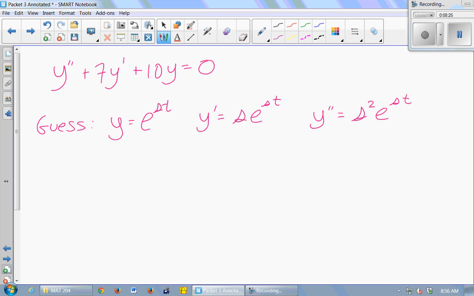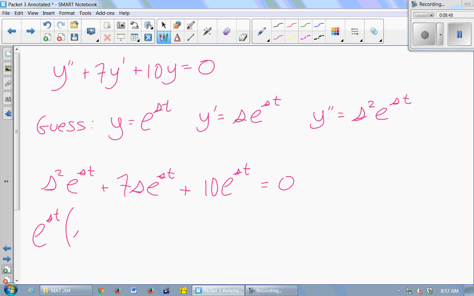So y double prime is s squared e to the st plus 7y prime. So I put my 7, my y prime is s e to the st plus 10y, which is just e to the st, has to equal 0. I can factor out an e to the st, and I'm left with s squared plus 7s plus 10.